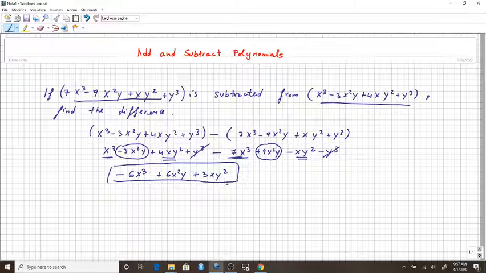So it's our difference. There is not an order you need to place these terms. You could start with 3xy squared if you want. You could start from 6x squared y, so it doesn't really matter. You don't need to follow a certain order.